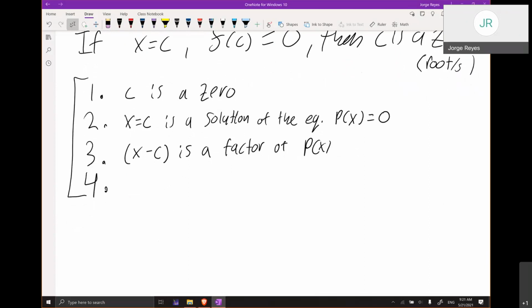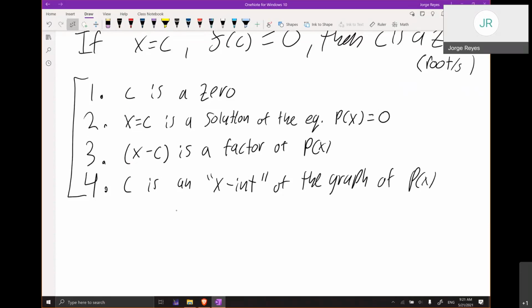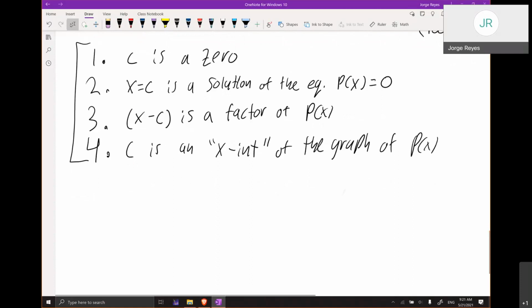And then one more: c is an x-intercept of the graph of p of x. So the zeros are also where you cross the x-axis or touch the x-axis. With all of this zero stuff, we can now start graphing.